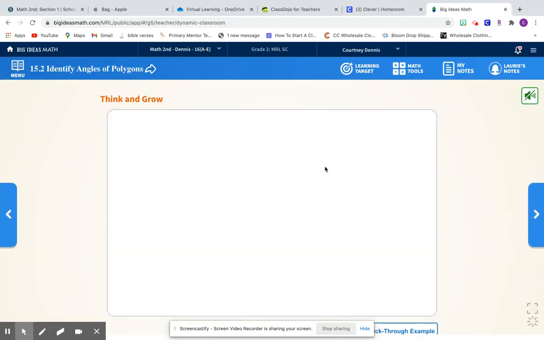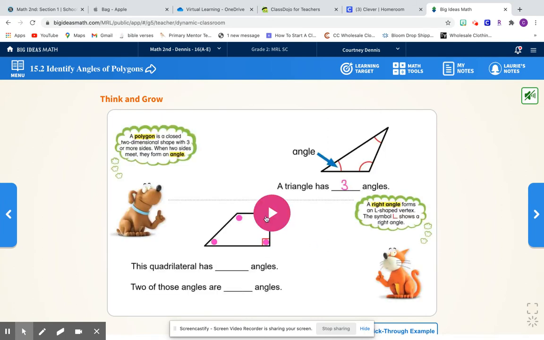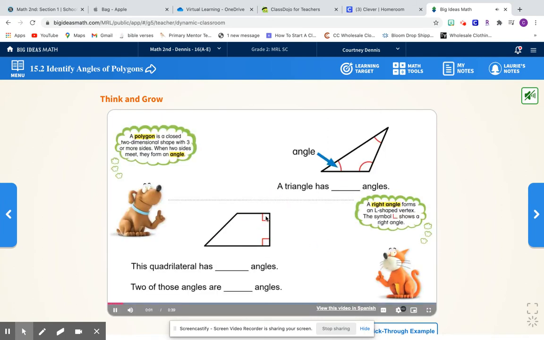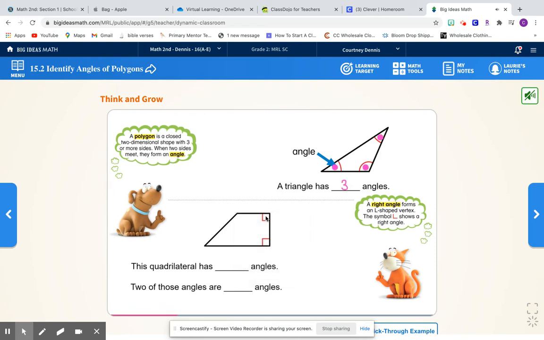All right, now we're going to take a look at our Think and Grow. How many angles does a triangle have? 1, 2, 3. A triangle has 3 angles. Look at the quadrilateral. Count how many angles a quadrilateral has. 1, 2, 3, 4. A quadrilateral has 4 angles.